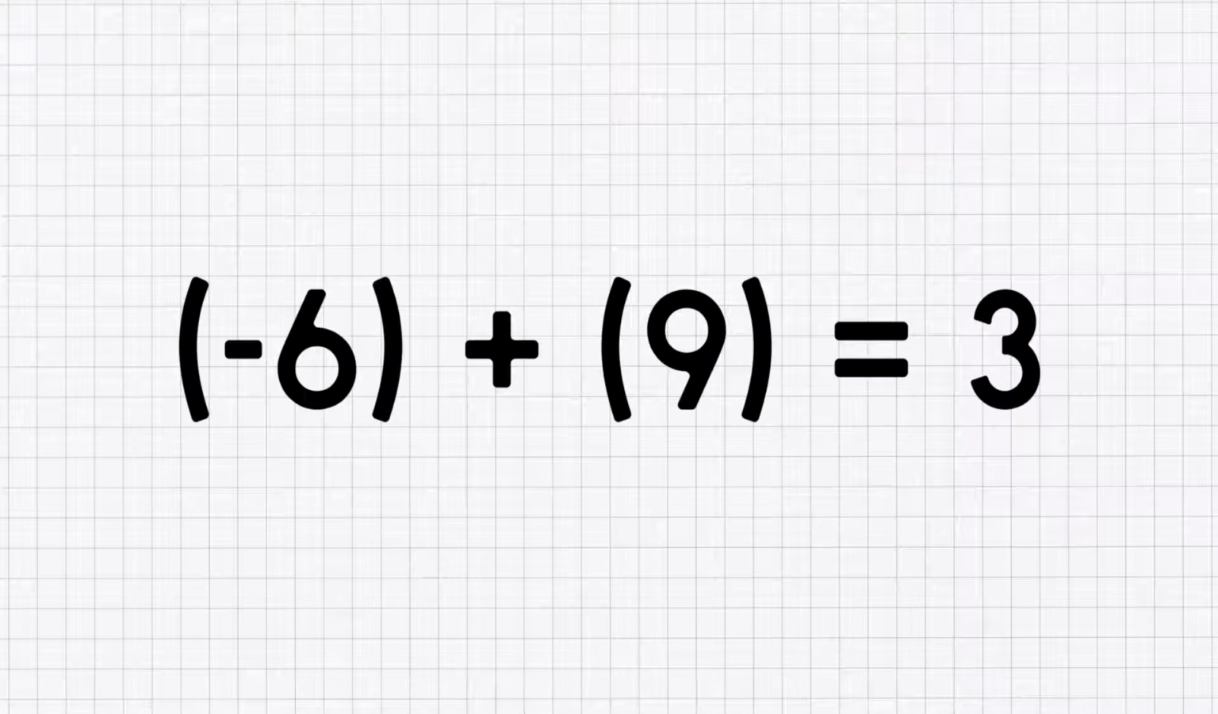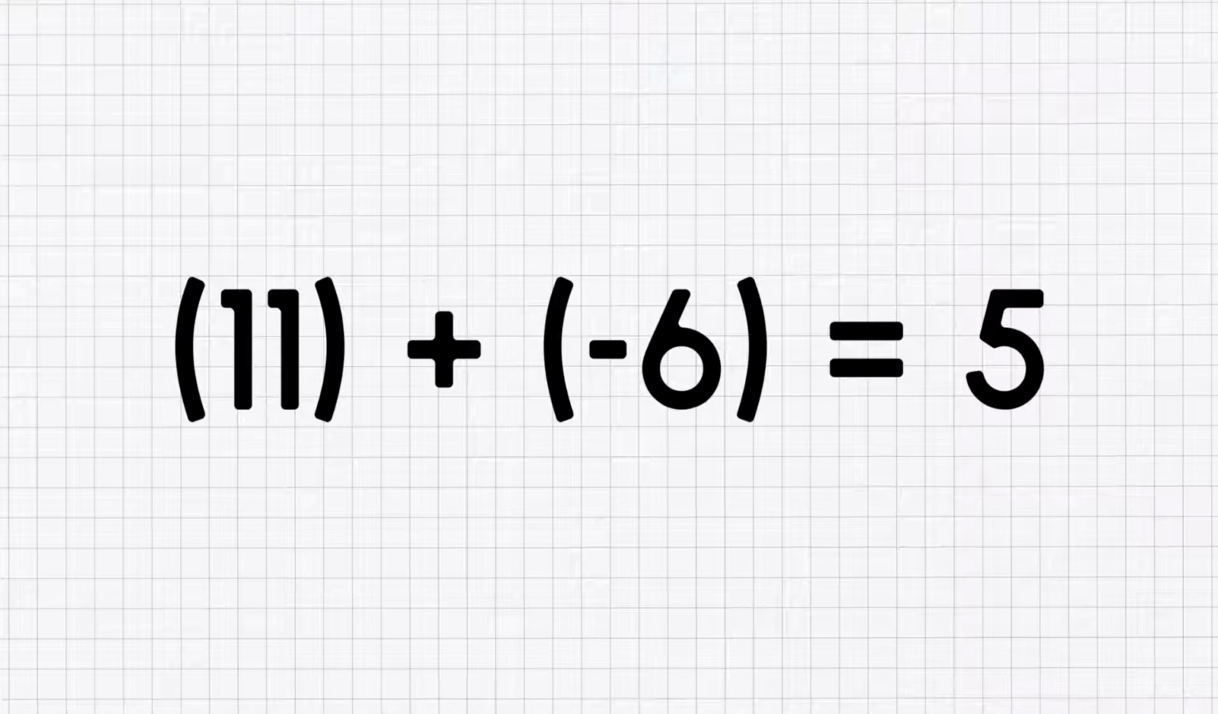For another example, we have negative 6 plus positive 9. The difference between the two numbers is 3, and the sign of the larger number is positive. So, the sum would be positive 3. And for the last example for addition of integers, we have positive 11 plus negative 6. The difference between 11 and 6 is 5, and the sign of the larger number, which is 11, is positive. Therefore, the final answer would be positive 5.